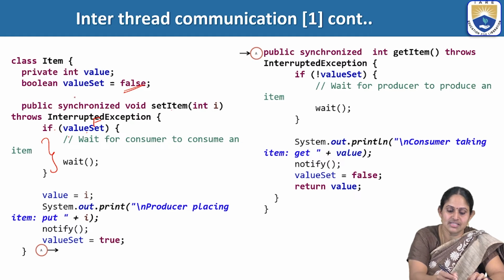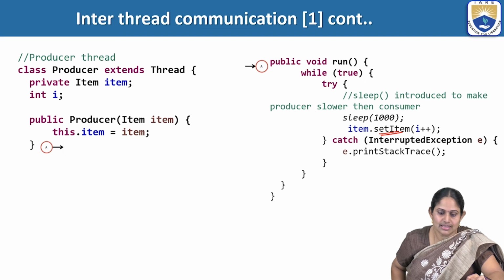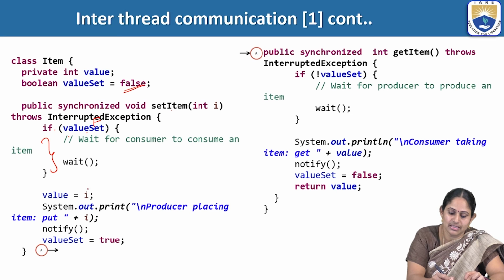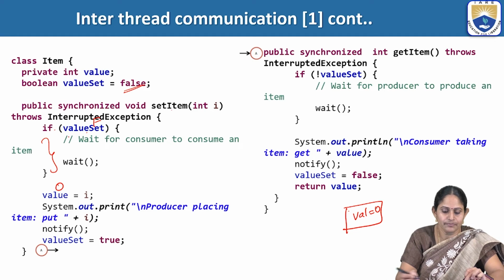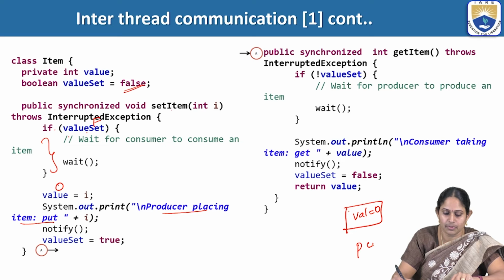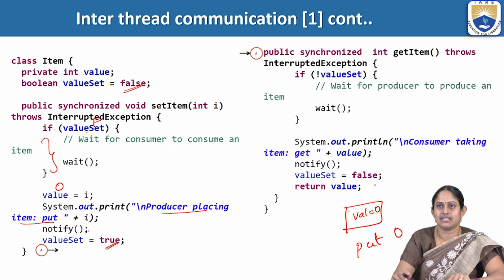So it will come here. Since value was a default variable, the initial value will be 0. So that value of 0 will be stored into value. So the item's value will be set to 0. And then the statement will be displayed: producer placing, so put 0 statement will be displayed. It is notifying the consumer, and it will set the value set to true. So when value set is set to true, it indicates that there is some item inside the buffer.